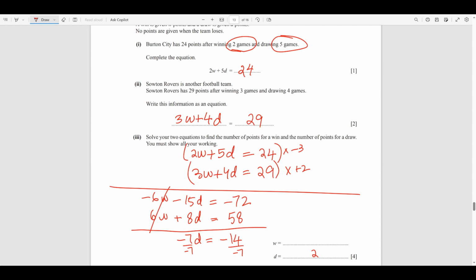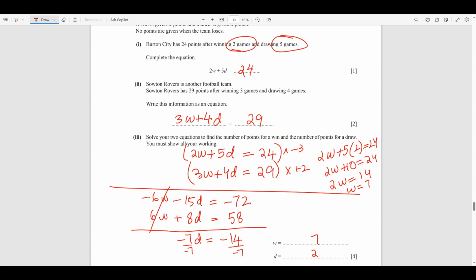So that means when you draw a match, you get 2 points. Okay. So substituting in any of the two equations, let's choose equation number 1. So 2W plus 5 times D, which is 2, equals 24. 2W plus 10 equals 24, subtracting 10 on both sides. So 2W is 14 and then W is 7, which means when you win a game, you get 7 points.